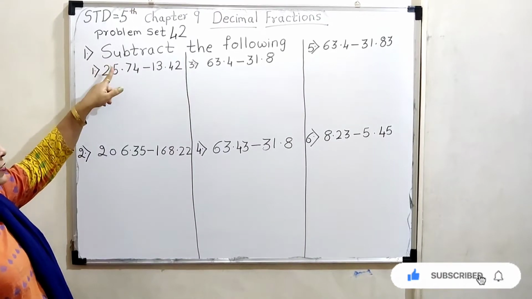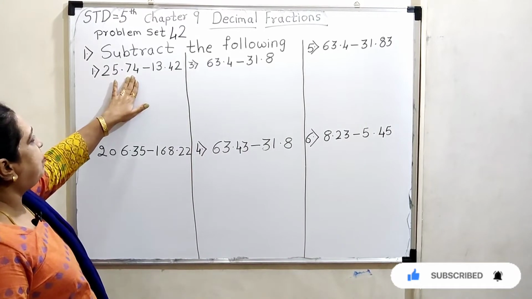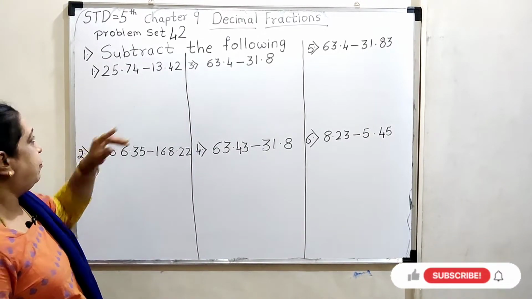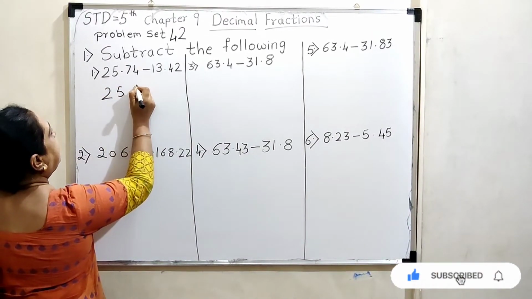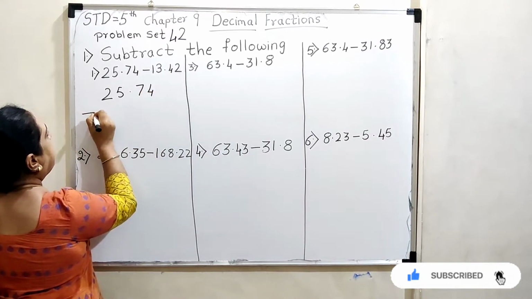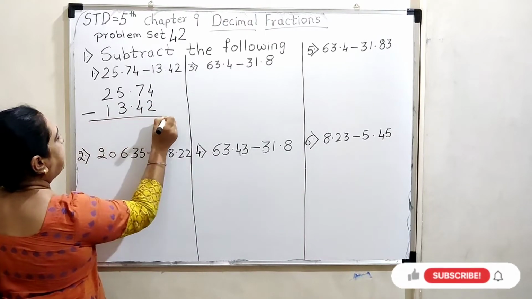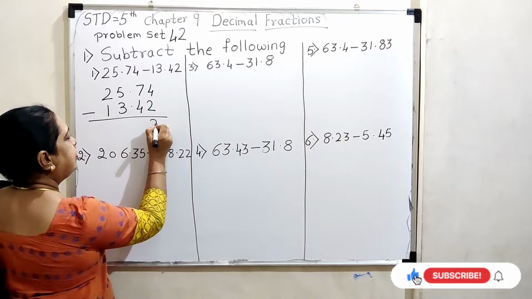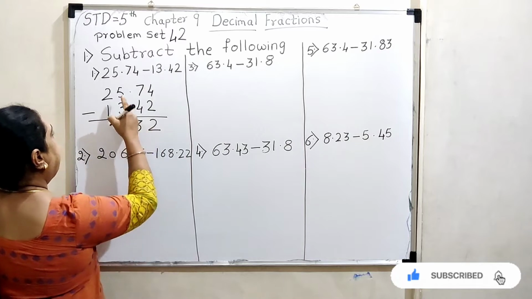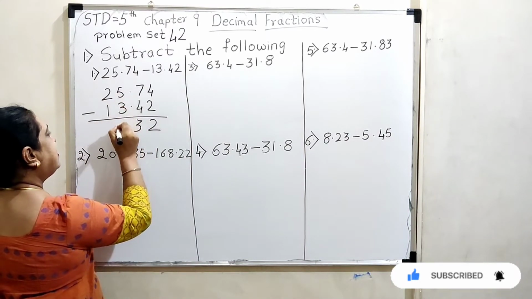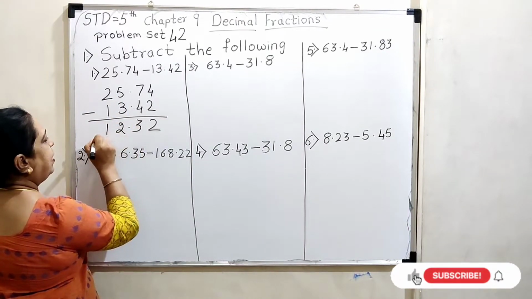Now we'll solve problem set 42. Sum number 1. Subtract the following. First sum, 25.74 minus 13.42. So, we'll write 25.74 minus 13.42. Now, 4 minus 2 is how much? 2. 7 minus 4 is how much? 3. 5 minus 3 is 2. And 2 minus 1 is 1. The point will come here where it is.